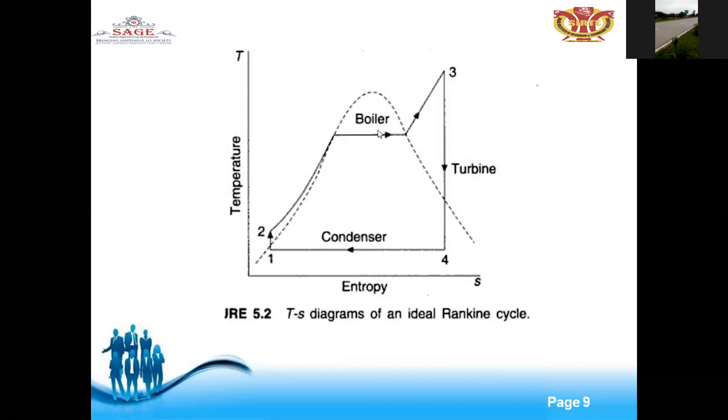In the boiler, heating of water takes place and it is converted into steam, and after that the steam is superheated in the superheater. From the superheater, the steam is expanded in the turbine in an isentropic manner. 4 to 1 is the condensation of the steam, taking place at constant pressure, and finally 1 to 2 is the isentropic compression in the pump. This is the total working in the temperature entropy diagram.